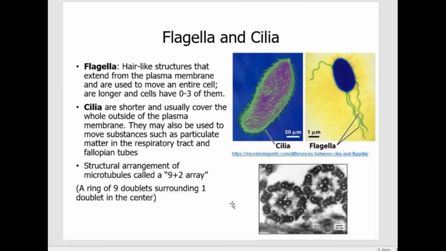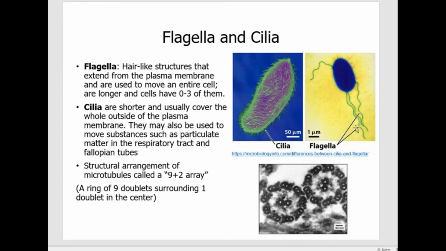For example, we have cilia inside our trachea that move mucus out of our system. This is what the cilia look like. The cilia are usually shorter and more slender than flagella. They're more like hair-like structures. So imagine the inner side of your trachea is lined with cilia, and they move up and down to remove the mucus from your respiratory system.